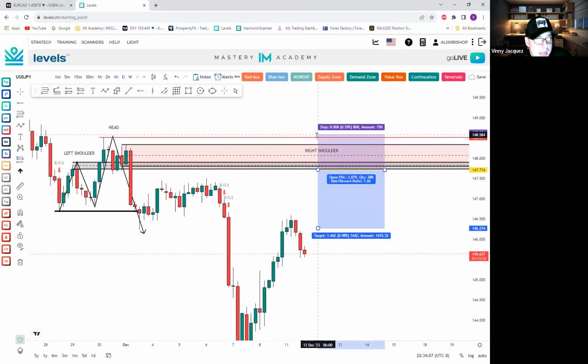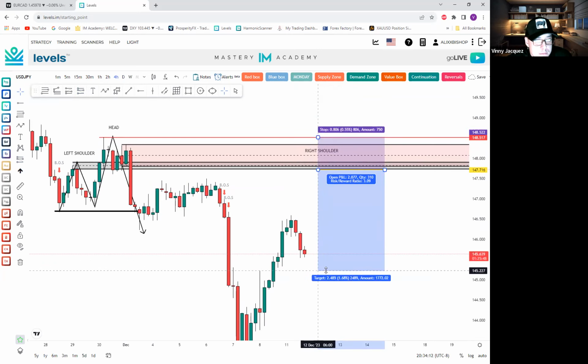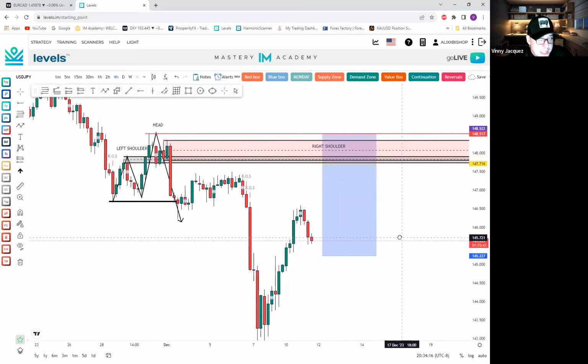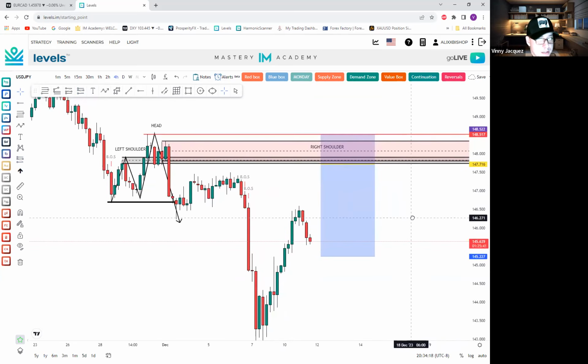My stop loss will be at this red line. Minimum 1 to 3 risk to reward. Let's go ahead and calculate risk. I'm waiting on this setup right now. So if you guys want to take pictures of this, then, you know, by all means.